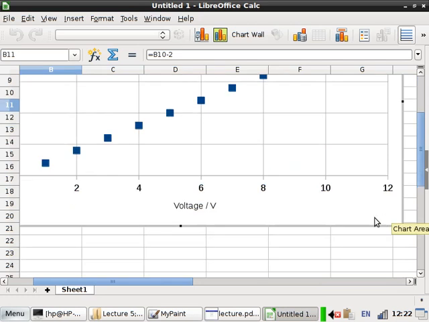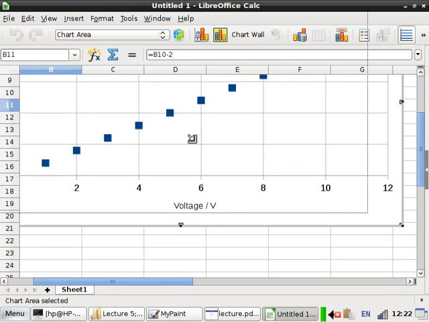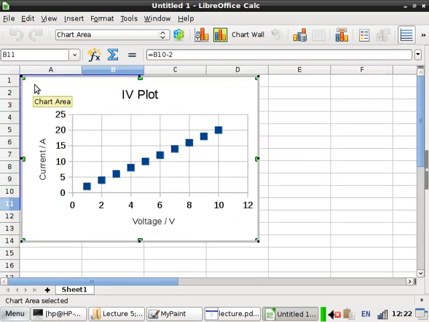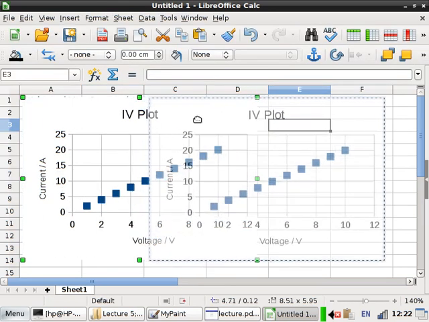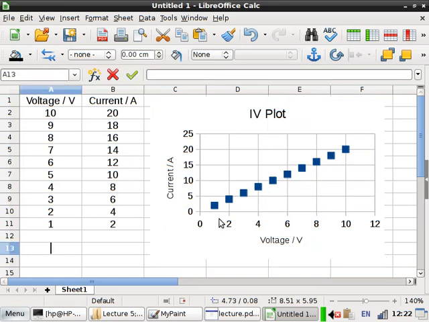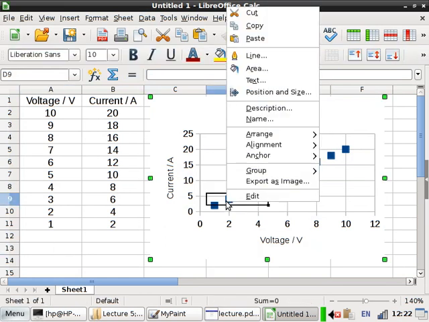Let me shrink it down a little bit, and move it. How do I move you? Come on. There we go.